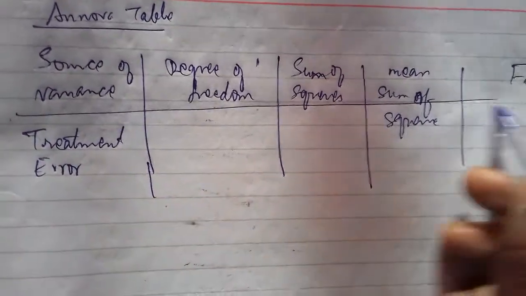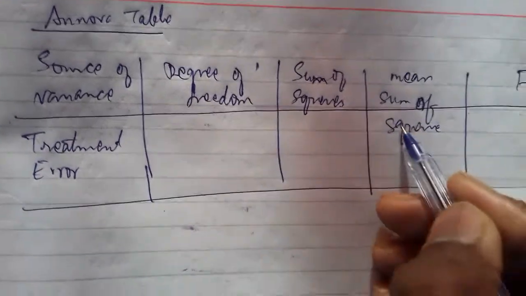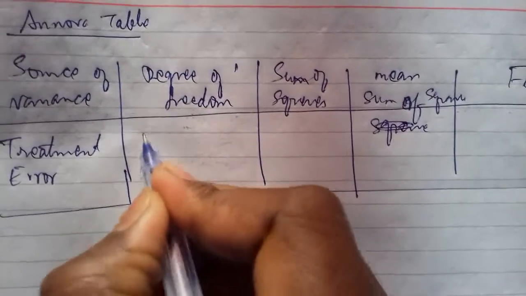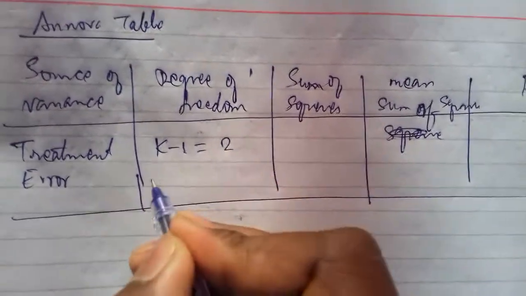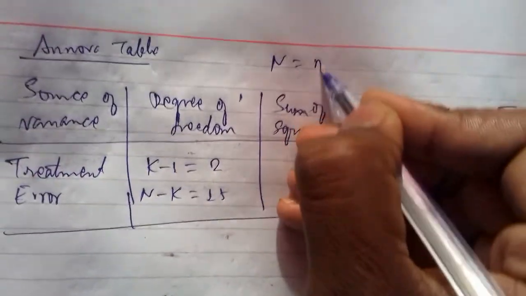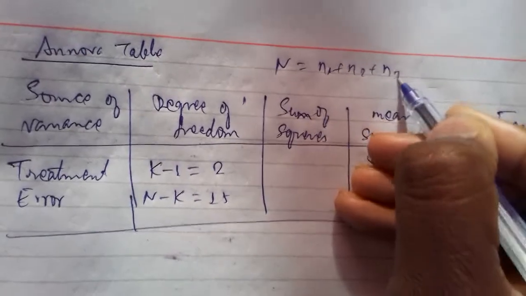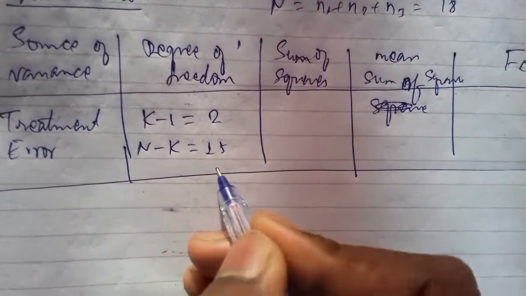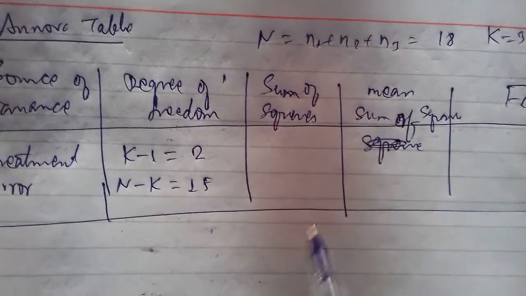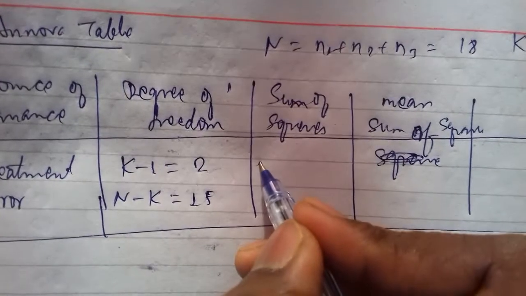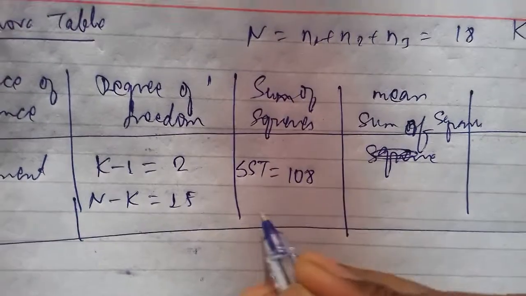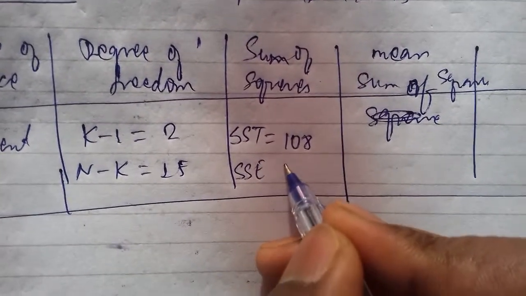Now we are going to do the calculations. Here the degrees of freedom: k minus 1 equals 2, n minus k equals 15. Here n equals n1 plus n2 plus n3 equals 18, so n minus k equals 15, as we had k equal to 3. The sums of squares we have already calculated: the sum of squares of treatment equals 108, and the sum of squares of error equals 514.